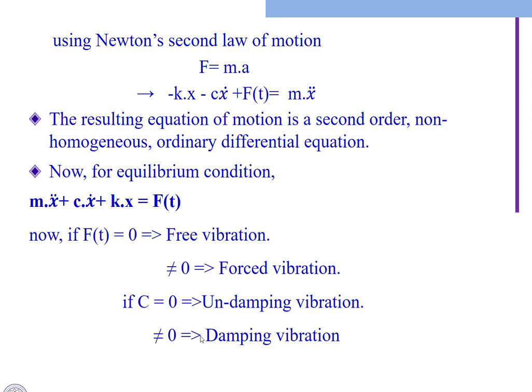If c is not equal to 0, this is a damped system, and with force it is called a damped forced vibration system. Whereas if you make c as 0, this is the undamped forced vibration system. If you make force as 0, then we get two conditions: damped free vibration system and undamped free vibration system. These are the four conditions which we use in solving the dynamic equation of motion.